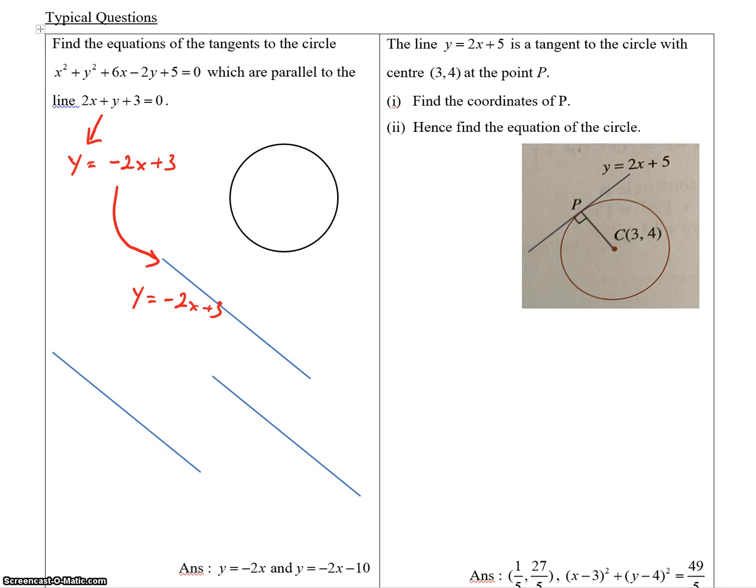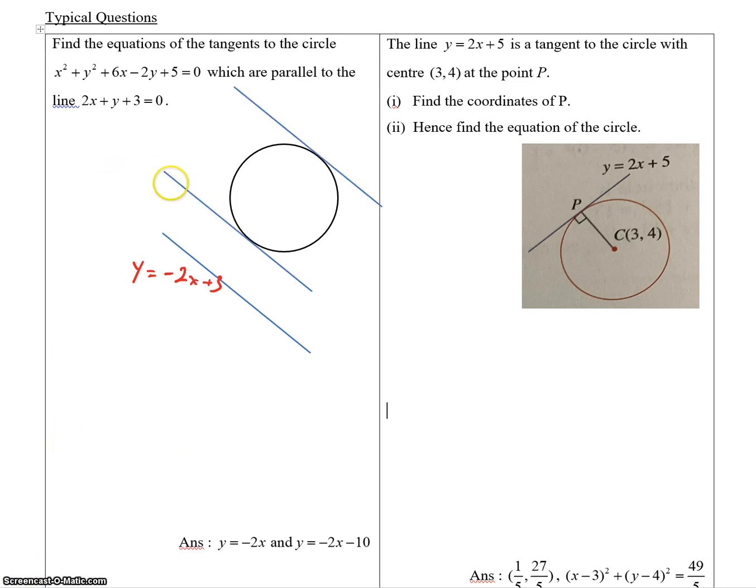So where are these two lines? The two lines are actually over here. You can see that one line is here, one line is here. Most importantly, see that this line and this line are all parallel. And since they are tangents to the circle, each line only touches at this point and this point, so it touches the circle once. So the question is, what is the equation of these two lines?